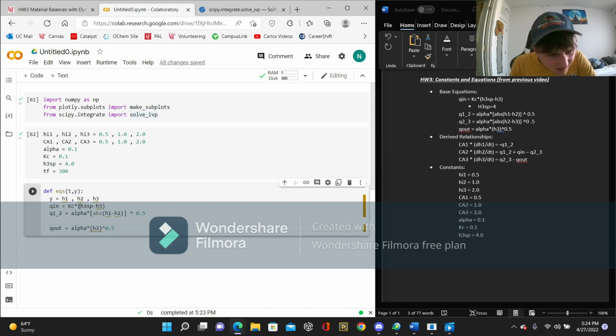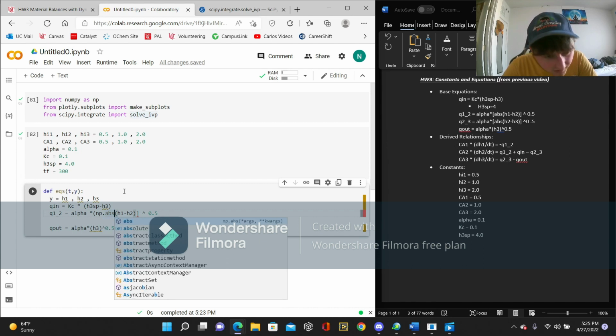So let's begin. I believe this first equation is okay. Yep, that's okay. Now the second equation is where we're going to run into some issues. Now I do have brackets. We don't want to make an array. This is going to have to be np.absolute. I believe that's correct. Yes, h1 minus h2, no brackets.